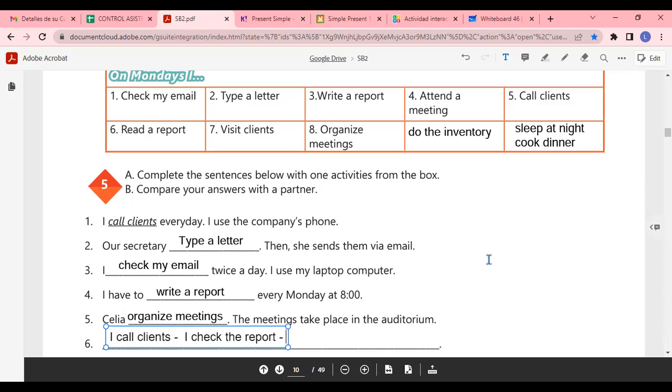What about you? Let's see. Brownie, what do you do on Tuesday? Number three, ya lo dijo Ever, ¿verdad? Yeah, but you can repeat it. No, pero él dijo check. Check your report. But what do you do? Number three, write a report. I write a report. Okay, very good. Because that is the one activity that you do, right? What about you, Diana? What do you do on Tuesday? I check my email. Ah, you check your email. Very good. Thank you, Miss.